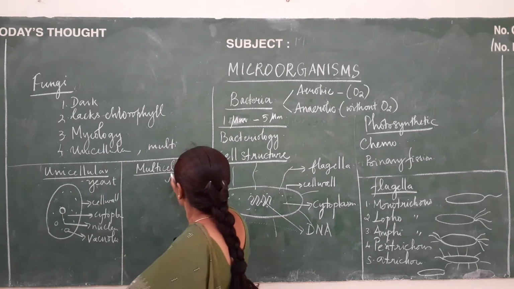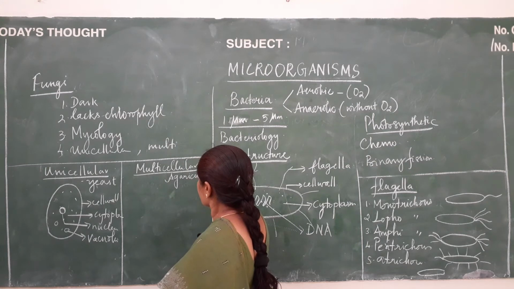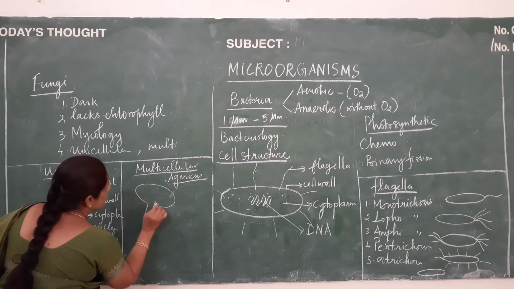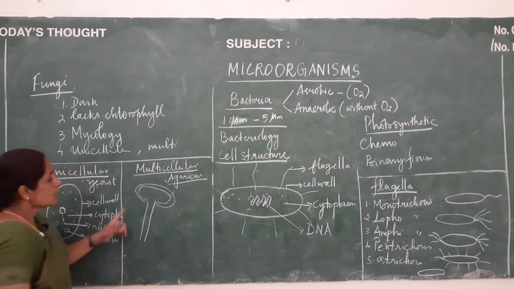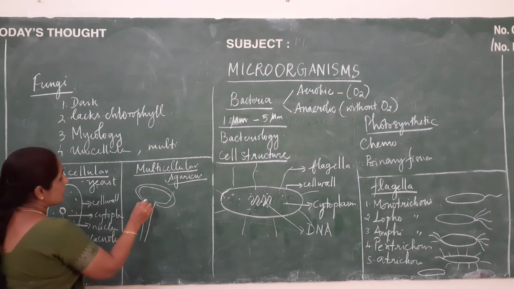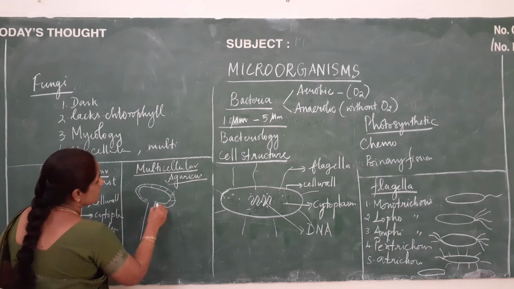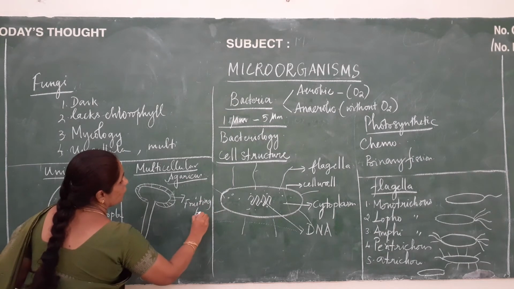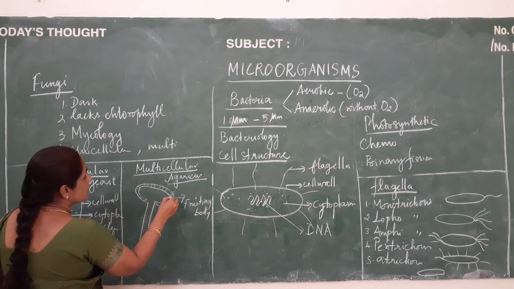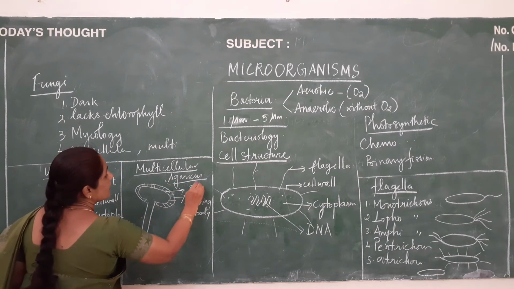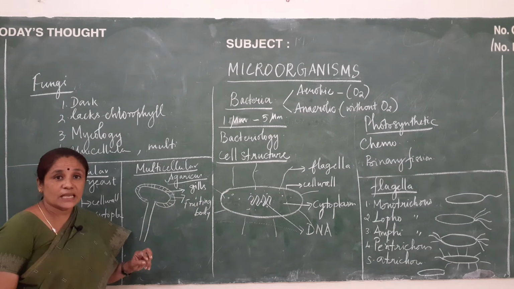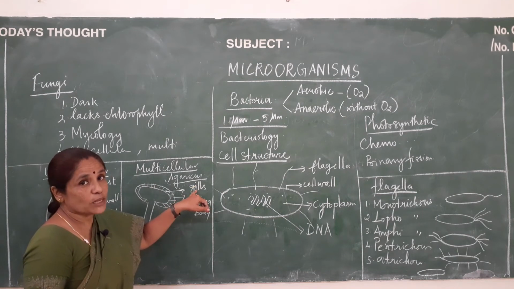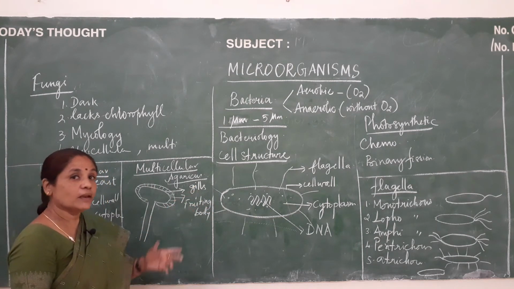Multicellular fungi, here we will take agaricus as the example. When we draw the shape, it is somewhat like this. Here you have an umbrella shaped body. This umbrella shaped body is called the fruiting body. This body contains many slits in it, and these slits are called gills. What is specific about these gills is that spores are present in them, and these spores in turn help in reproduction.